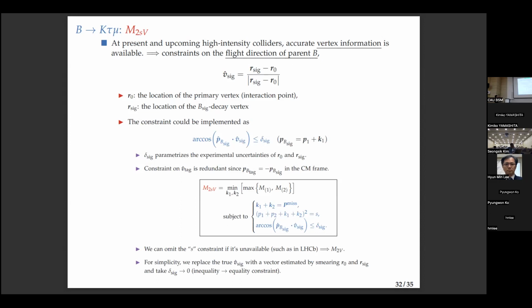And this constraint could be implemented as the inequality constraint, this one. This could be an inequality constraint because there are some experimental uncertainties on the location of primary and secondary.